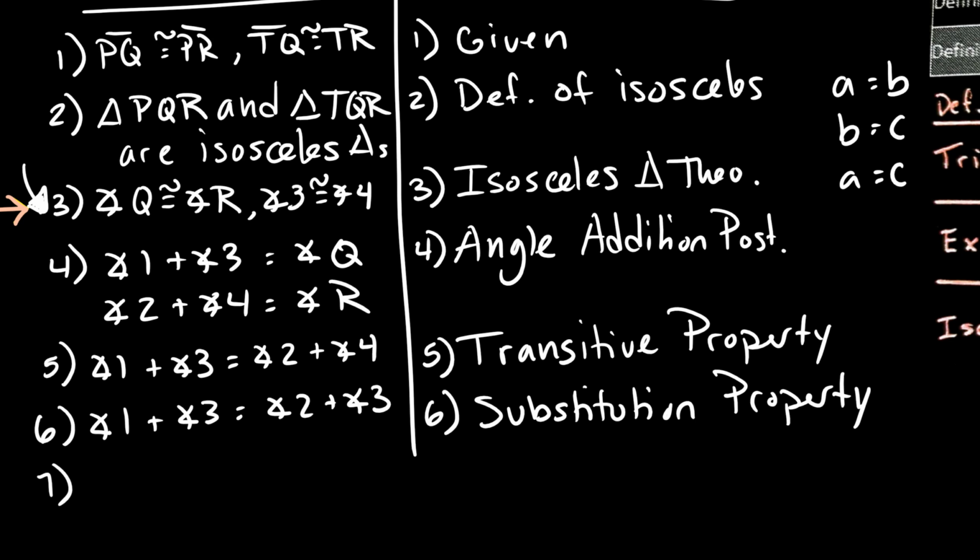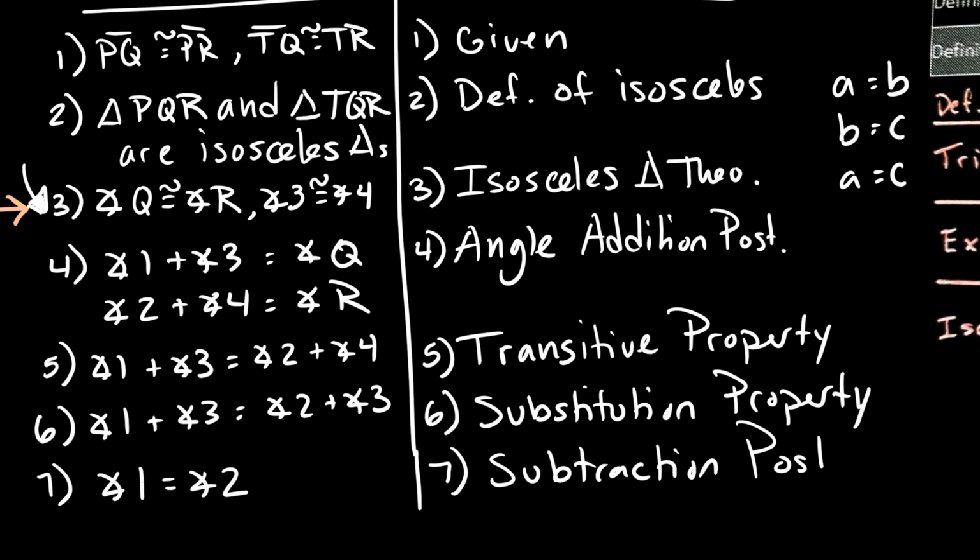They're out of the equation. What can I do here? I can subtract 3, and what happens? They cancel out. Okay, subtract 3 from both sides, they cancel, and what am I left with? And how do I know this is true? What did I just do? Subtraction postulate, and I'm done.